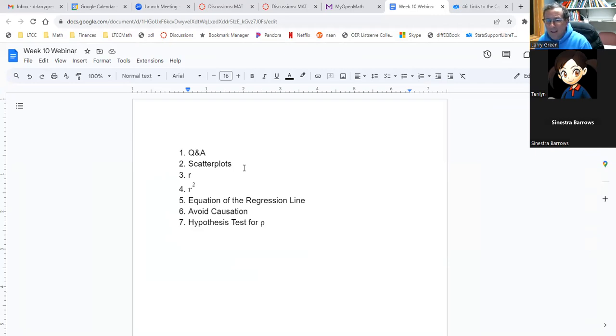So this is chapter 12. Today is all about chapter 12, and chapter 12 is all about linear regression. So we're going to be looking at scatter plots. We're going to be looking at R.